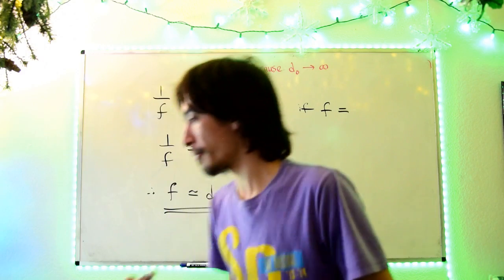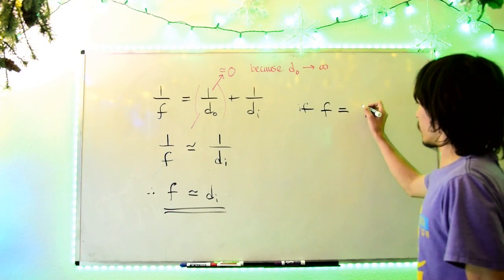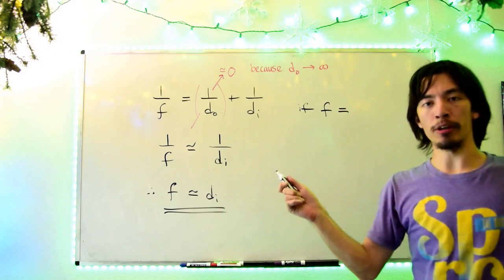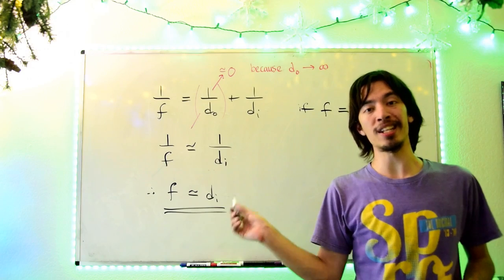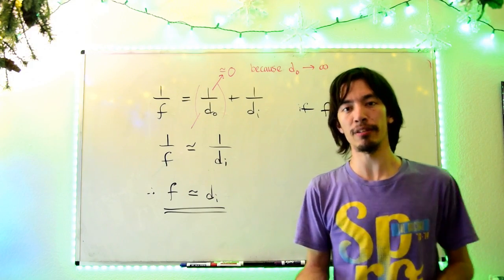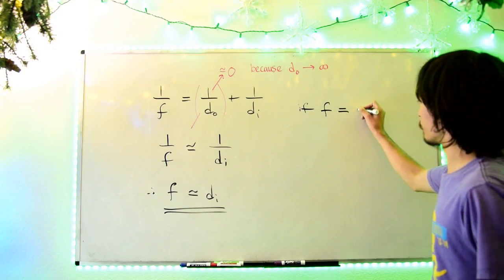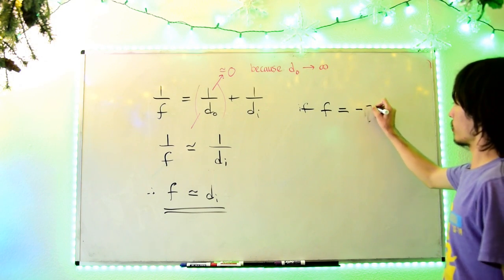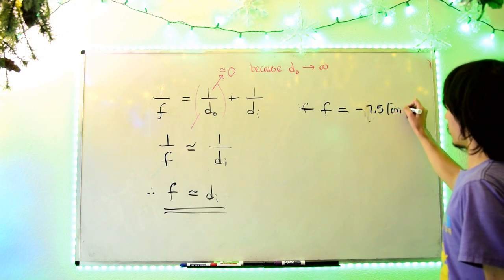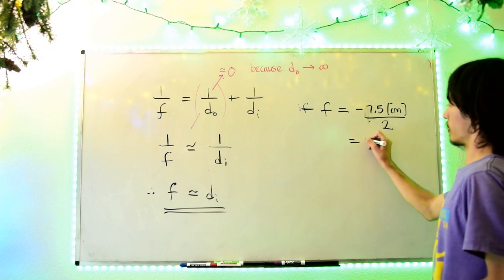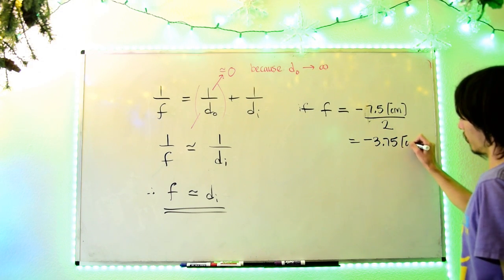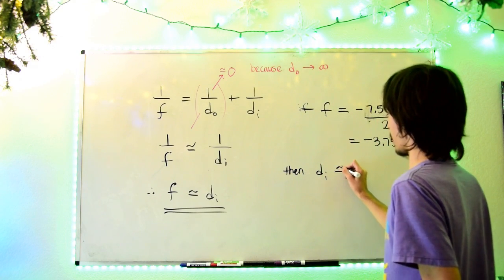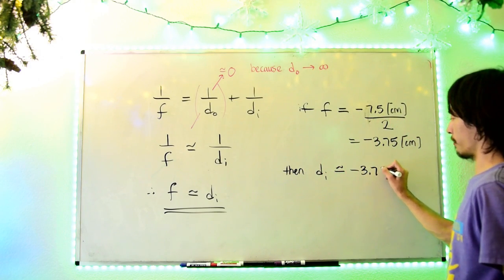The thing is that the focal length is half plus or minus. So for our mirror, which is a convex mirror or a diverging mirror, the focal length is negative. So the focal length is negative half of 7.5. Let me write this out. It's negative 7.5 centimeters divided by 2, which is negative 3.75 centimeters. Then the image forms at approximately minus 3.75 centimeters.